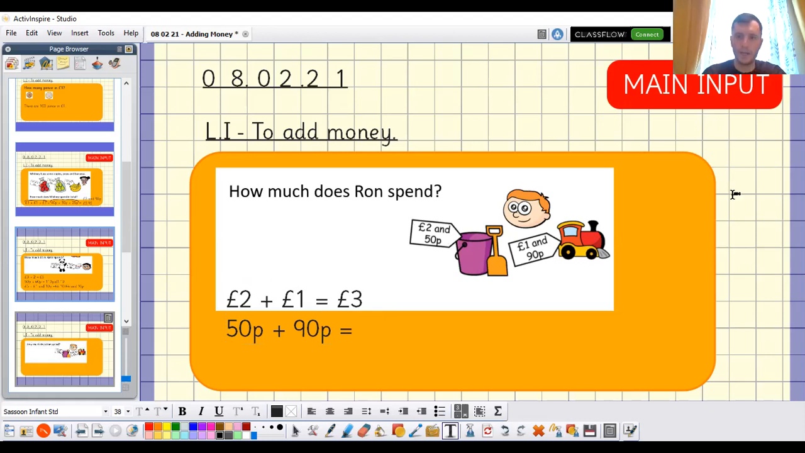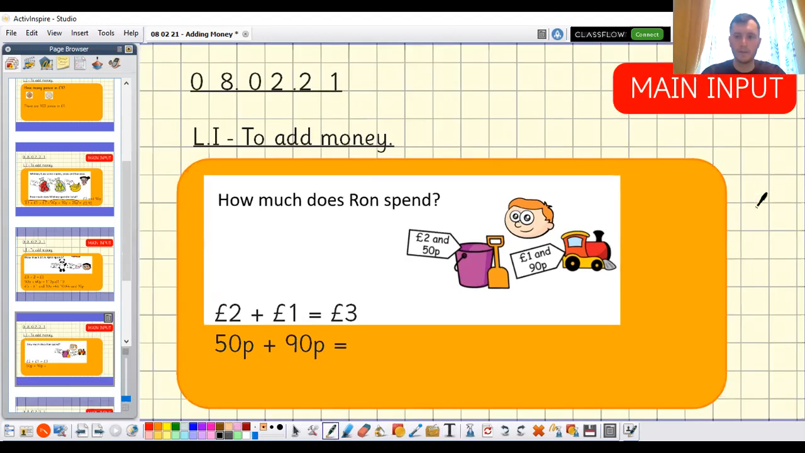Now, if you're not too sure, you can still try and do some column methods. So I'm going to try and do this in the squares over here. Apologies if it's not so neat. It's quite hard to do using the pencil tool here. So that's supposed to be 90 plus 50.